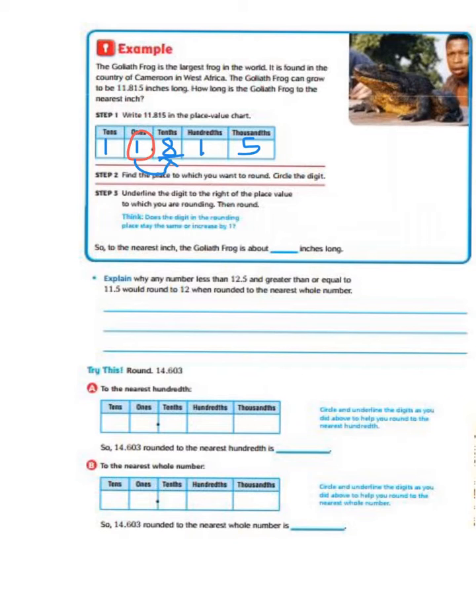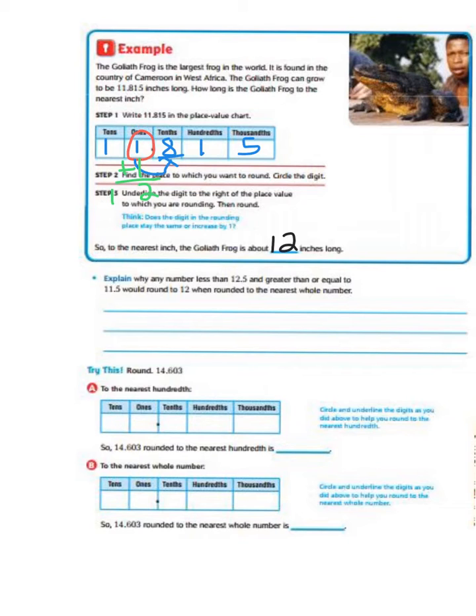And remember, 5 or more, raise the score. 4 or less, let it rest. So we see that our 8 is greater than 5, so in order to finish, we have to increase our 1 by 1, which takes our ones place to 2, bring down our 1 in our tens place, and we drop all the other numbers. So to the nearest inch, the Goliath frog is about 12 inches long.